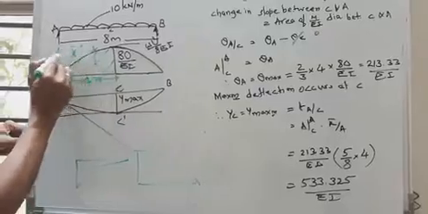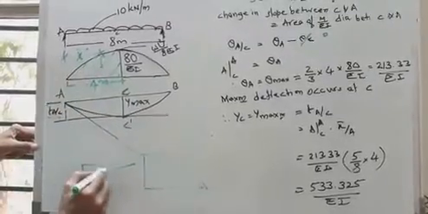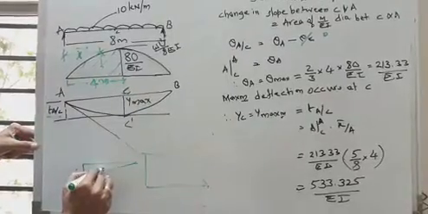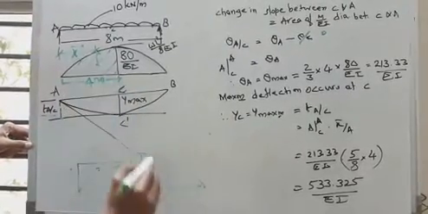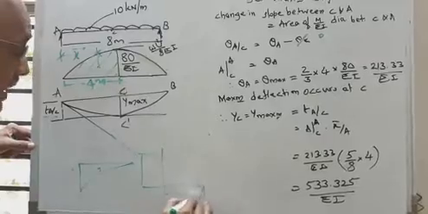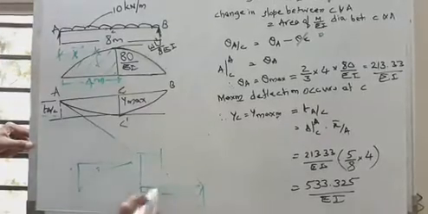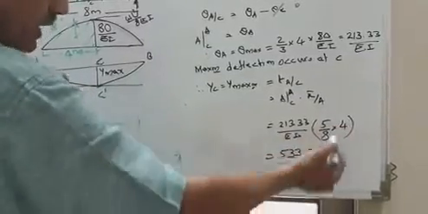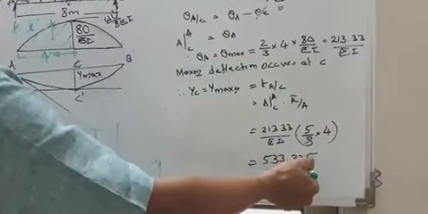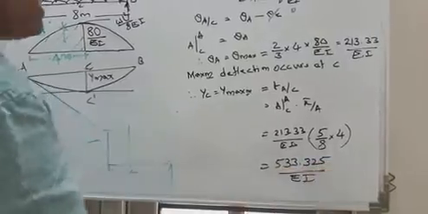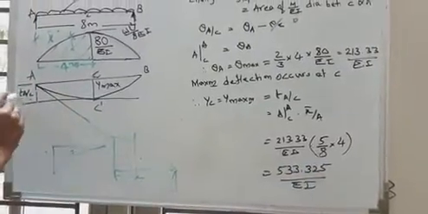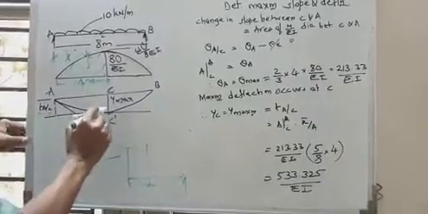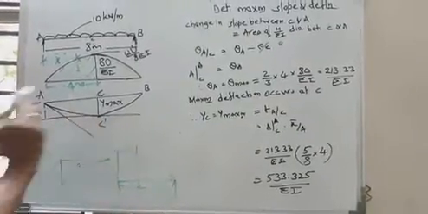So you know that here it will be 5/8 of base. Here it is 3/4 of base and 1/4 of base. But in this case, this distance is 5/8 of base and this will be 3/8 of base. Now it is 5/8 of base. So 5/8 of 4. If you simplify this, you will get 533.325 by EI. So tangential deviation becomes the deflection only in case C is the point of maximum deflection.